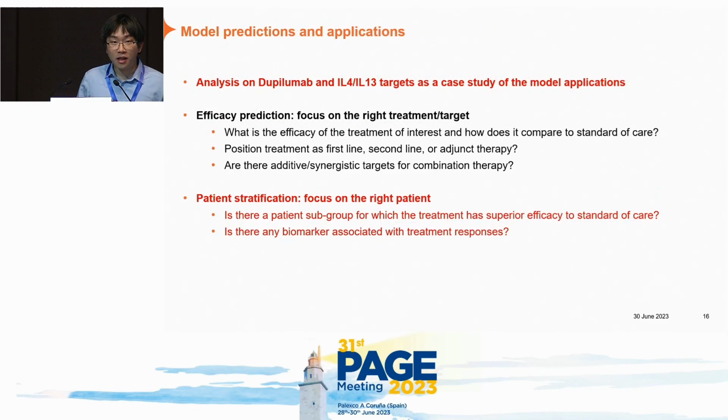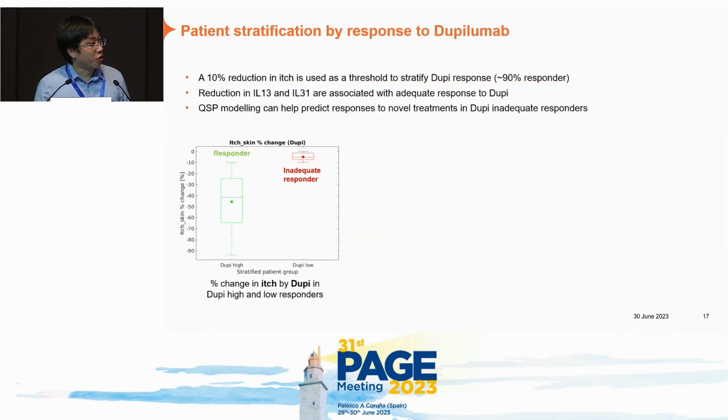So the next type of question we would like to answer with the modeling is on the patient stratification. So here I will just show a very simple example. We stratify the patient population based on dupilumab response in itch. So we set a threshold at 10% improvement in itch. And on the left, these are the responders according to this criterion. On the right, the red ones, these are the inadequate responders. So we have these two subpopulations we can now look at separately.